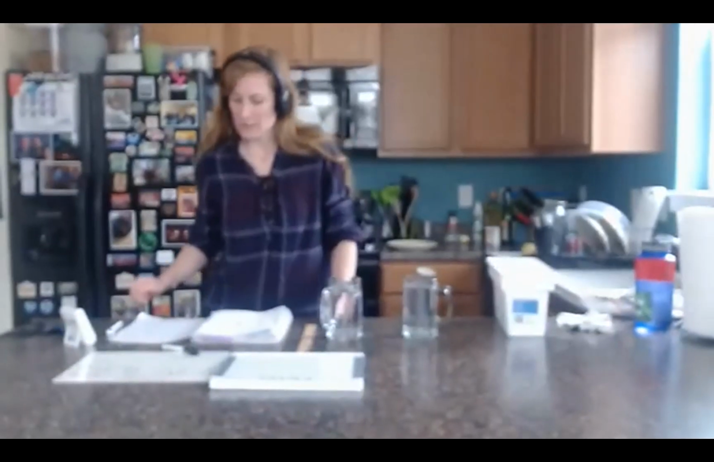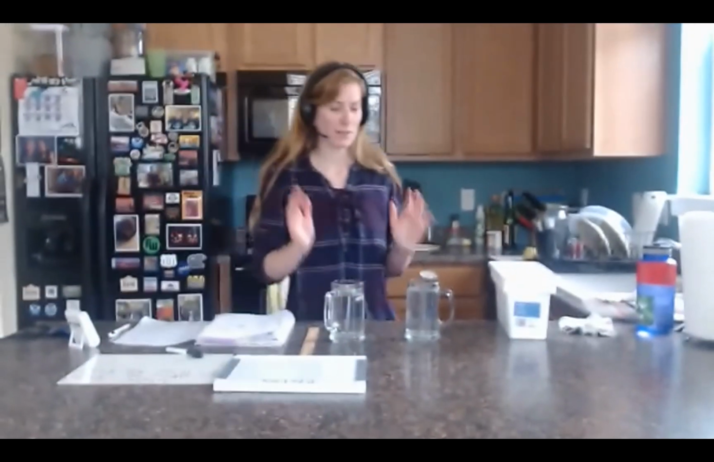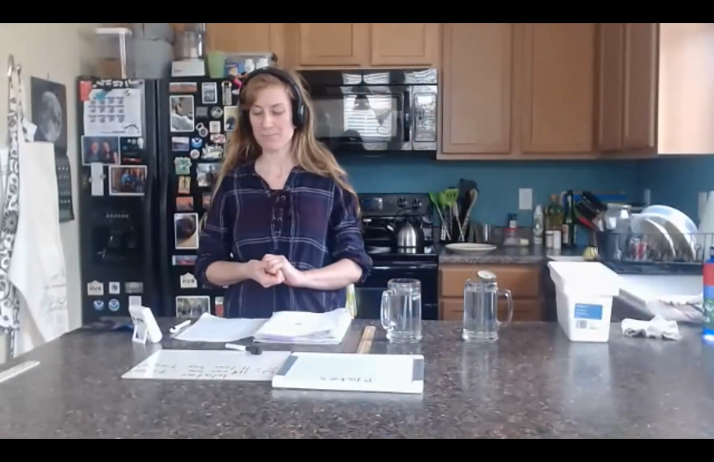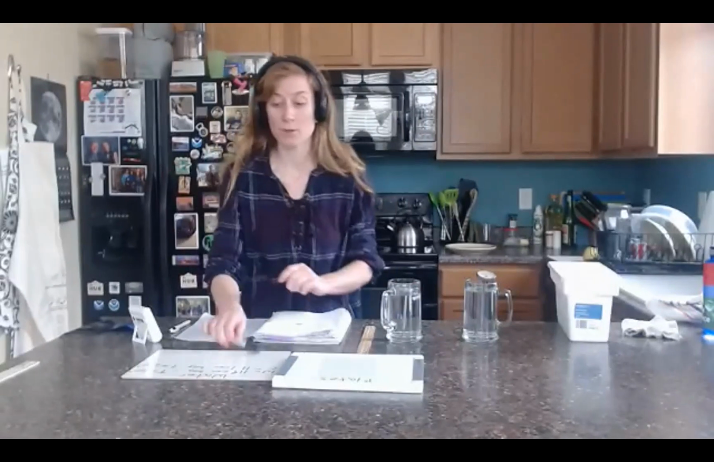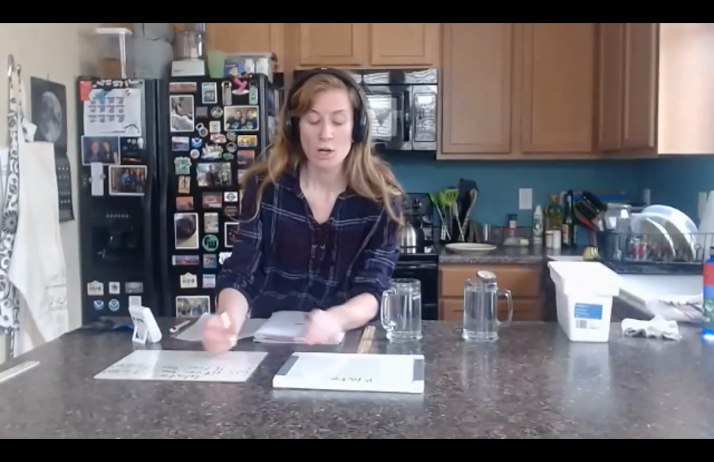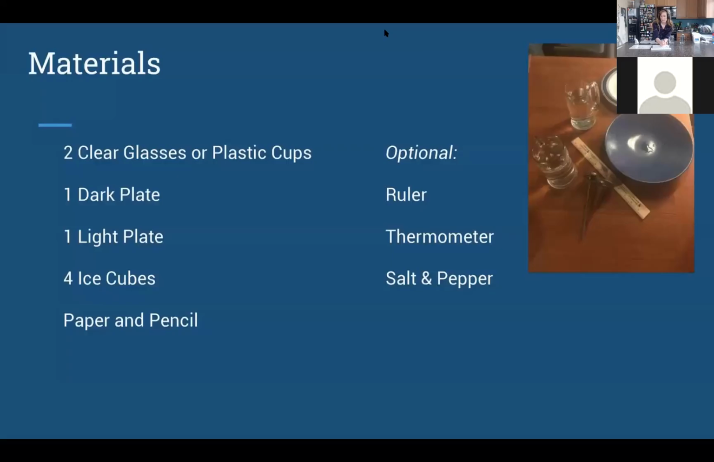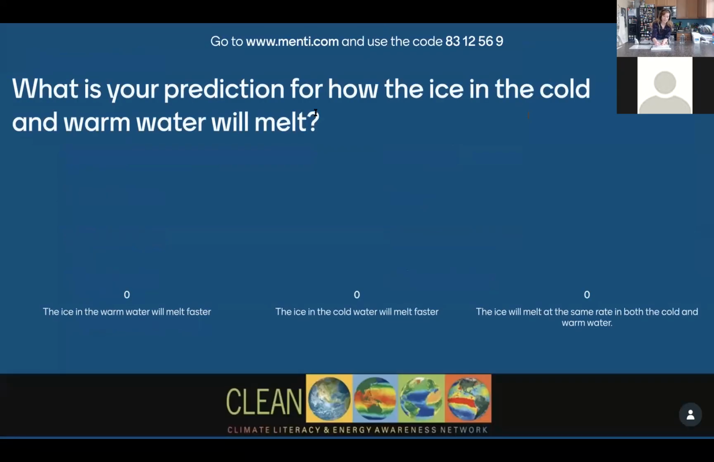And now that we have our experiment set up, we're going to make some predictions. One more thing is I want to measure the air temperature. So for outside, the air temperature is 63 degrees Fahrenheit here in Boulder, Colorado. And inside, the air temperature is 72.5 degrees Fahrenheit. And I wrote that on the plates just so that we can compare those temperatures.